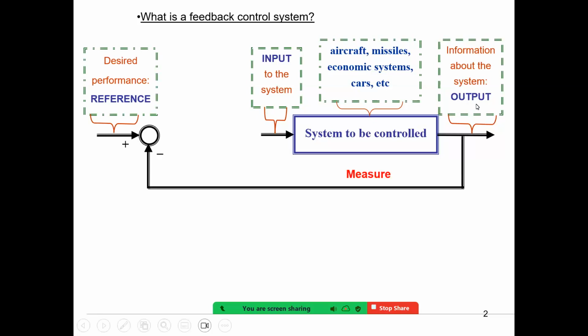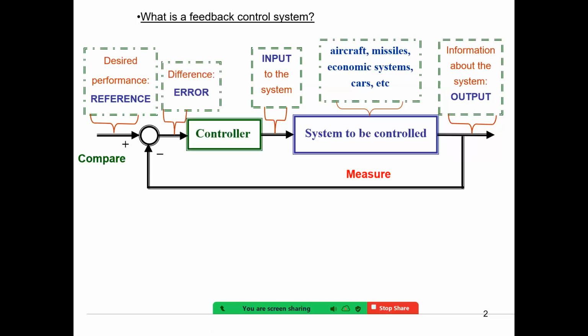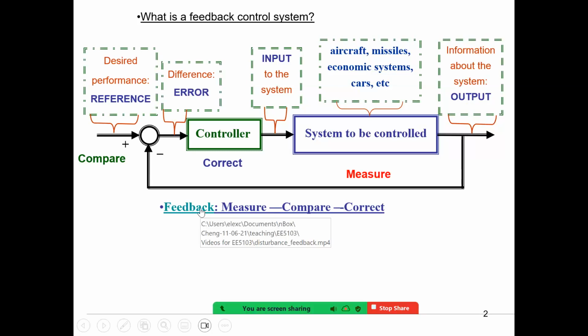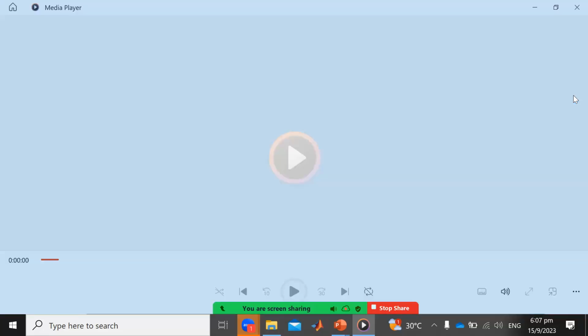Feedback means that you have to measure the output, right? You have to compare to the desired output, then you make a correction. Okay, here I give you one simple example to show the difference between the performance of the open loop control and the feedback control. It is a very simple example, but I think it's a good one.